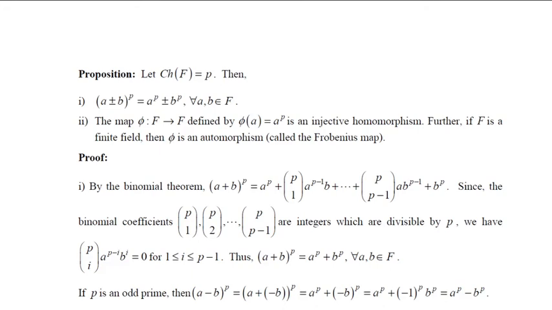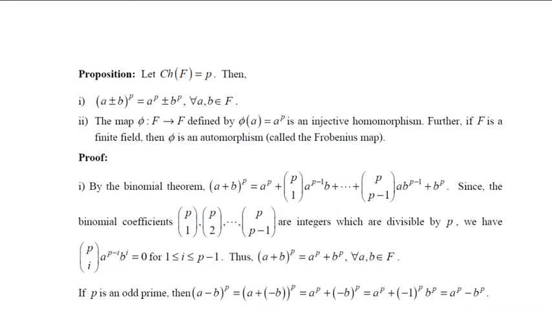Hello everyone. So in the previous class we discussed the characteristic of a field, and we knew that the characteristic of a field is the least positive integer, say n, satisfying the condition n times the multiplicative identity 1 gives you 0. Now we'll continue the discussion.